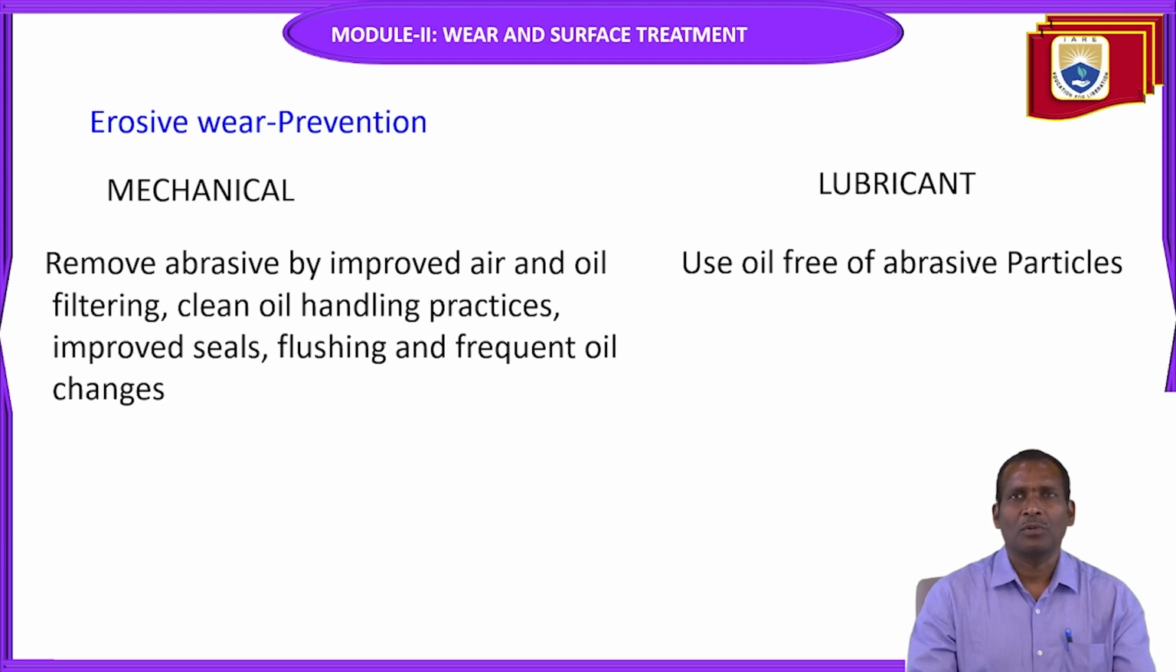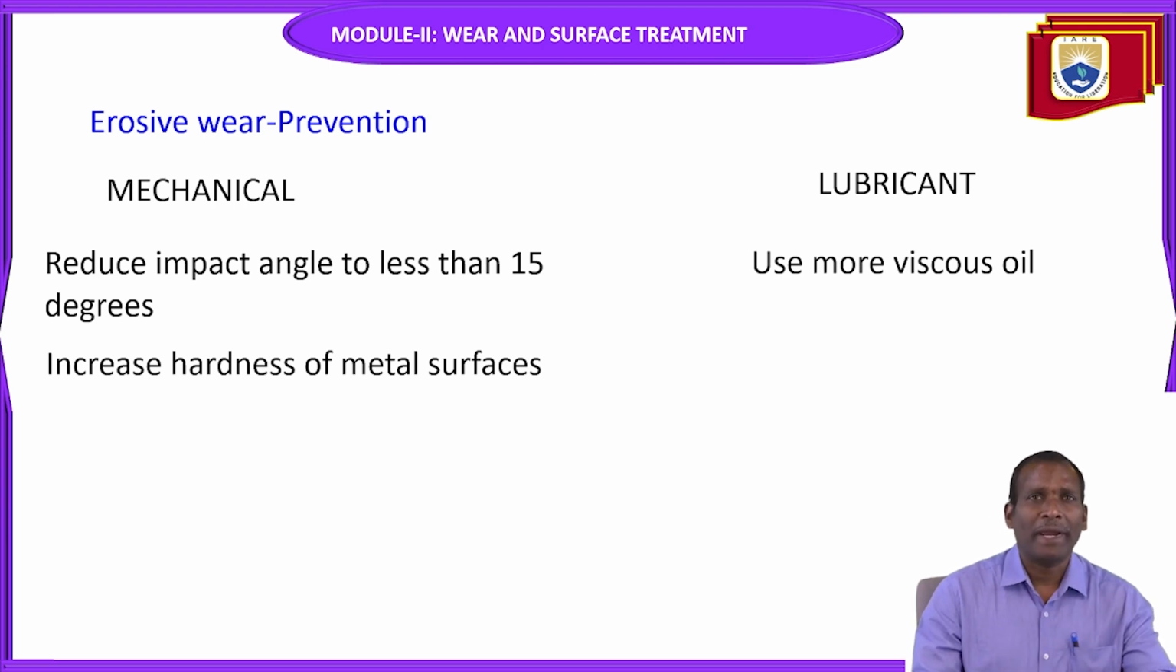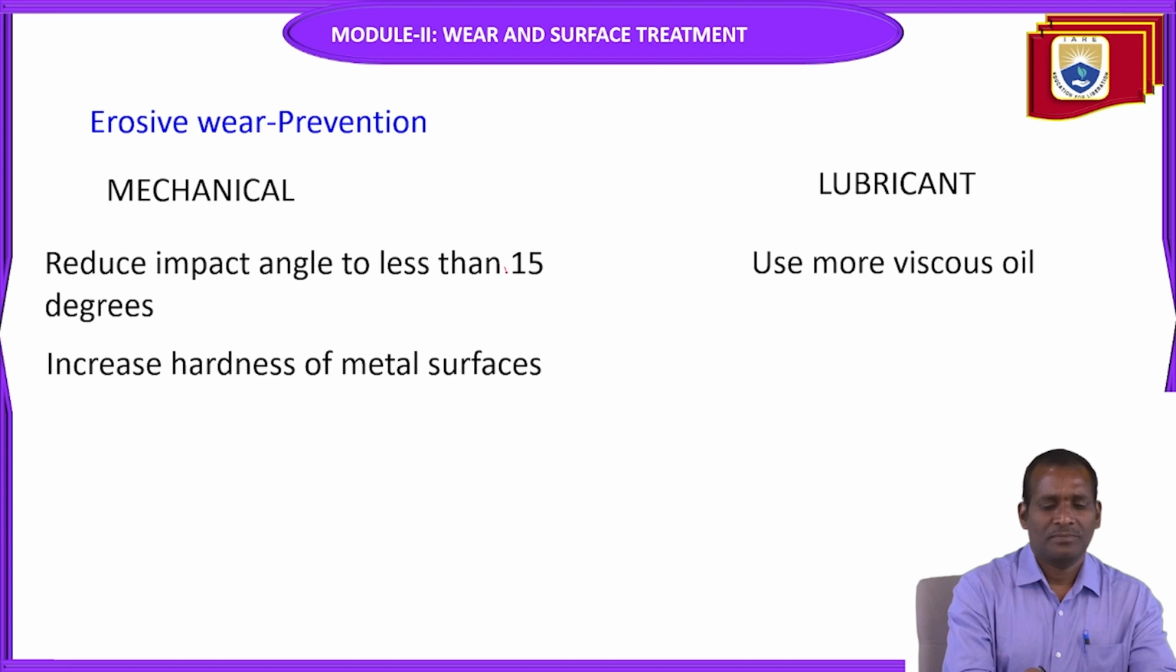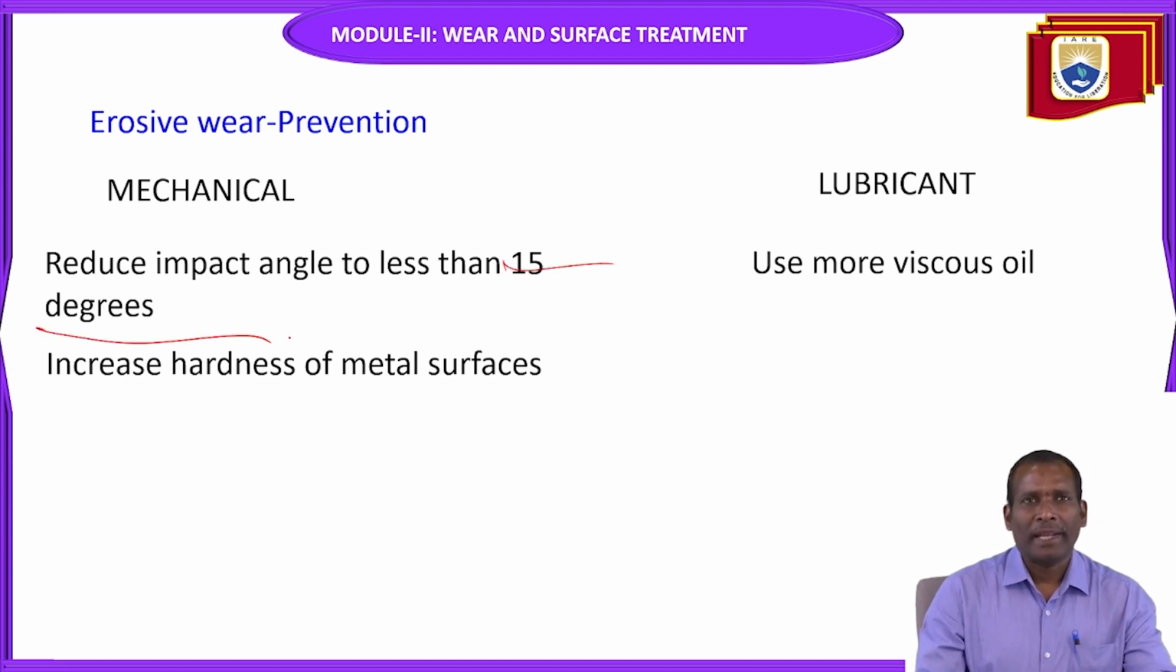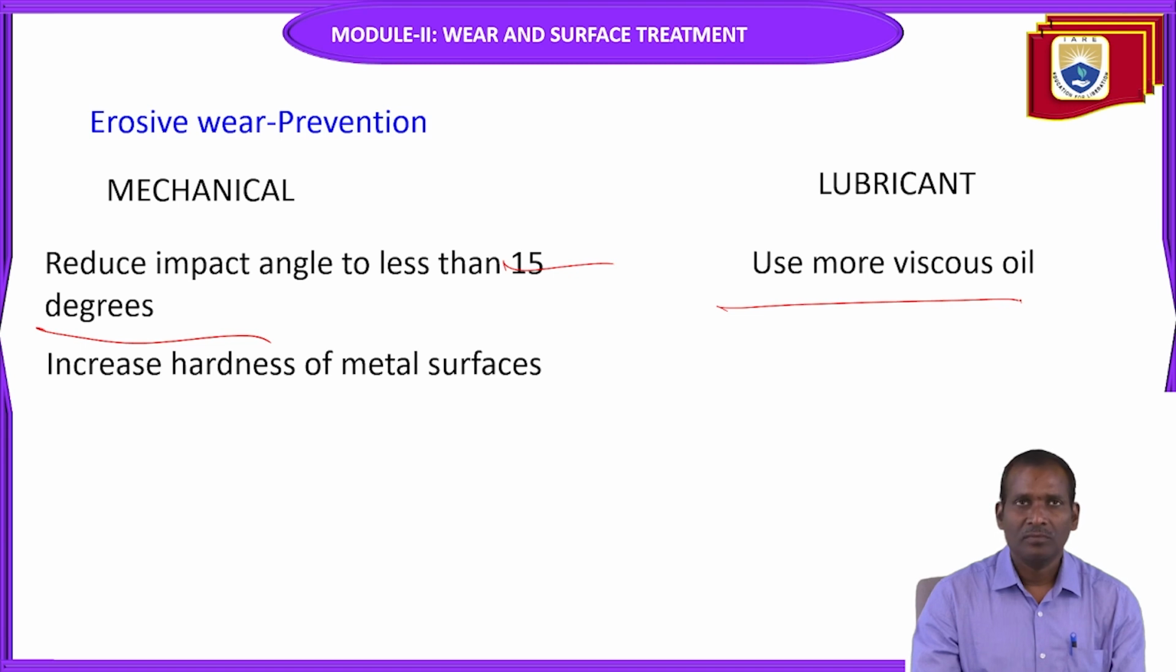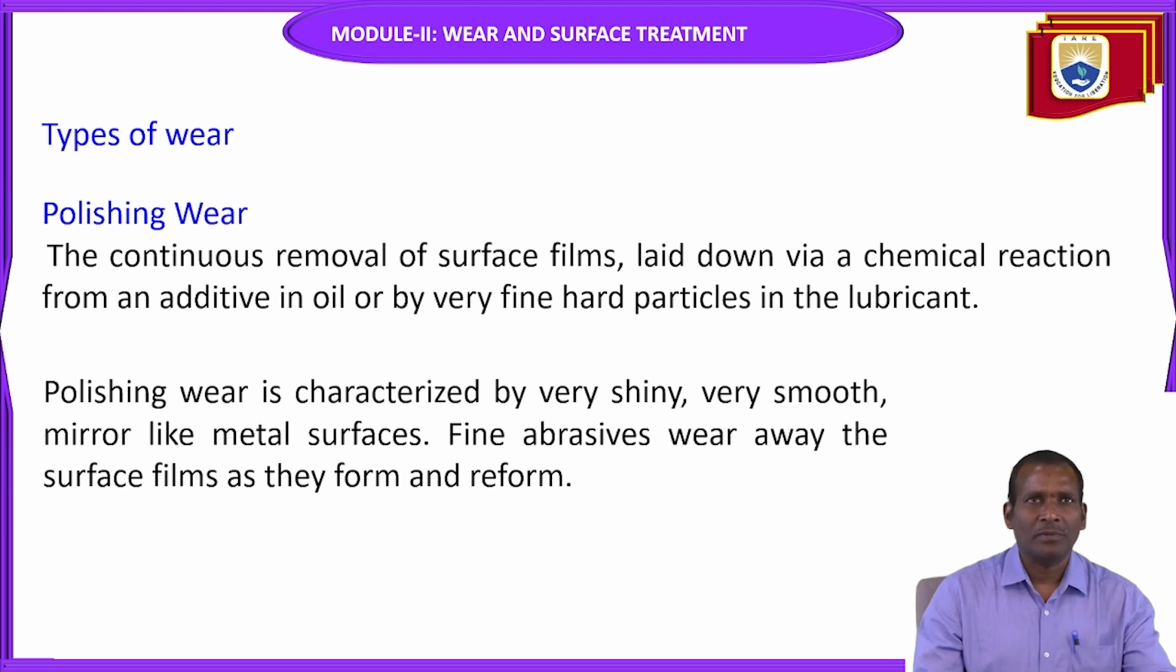From the lubricant point of view, use oil free of abrasive particles. Next point, reduce the impact angle to less than 15 degrees. Increase the hardness of the metal surface, so the contacting surface hardness you can improve. And from the lubricant point of view, use more viscous oil like SAE 40 oil.